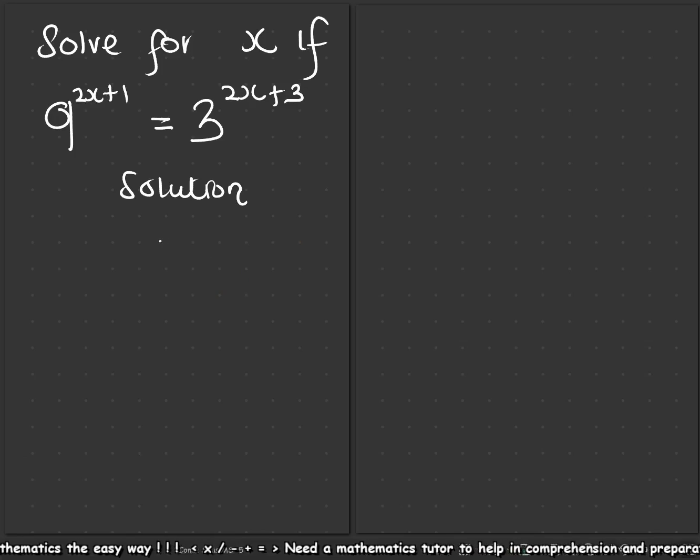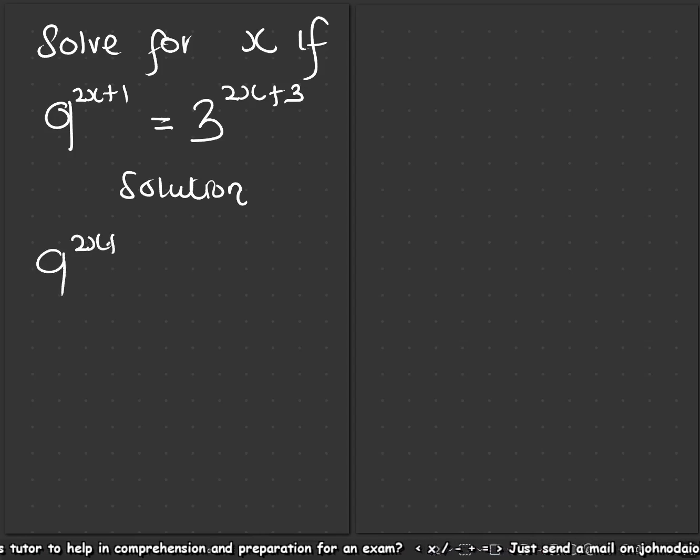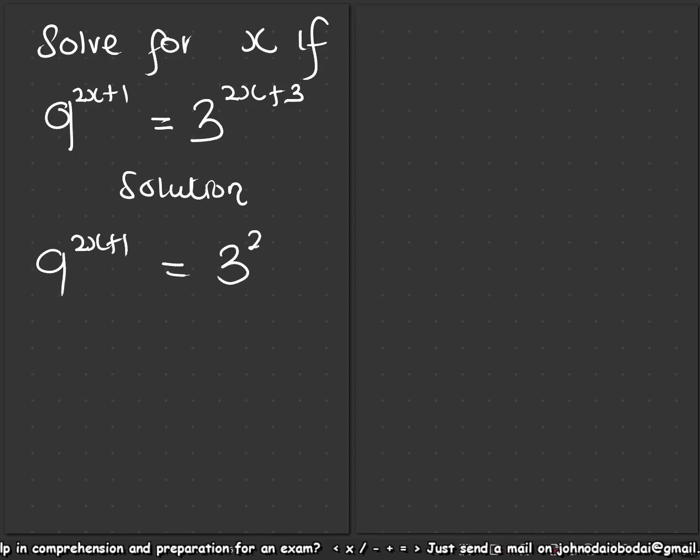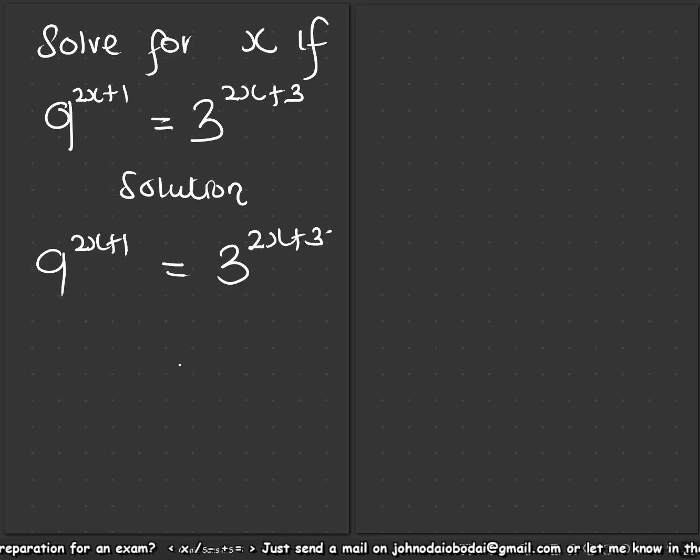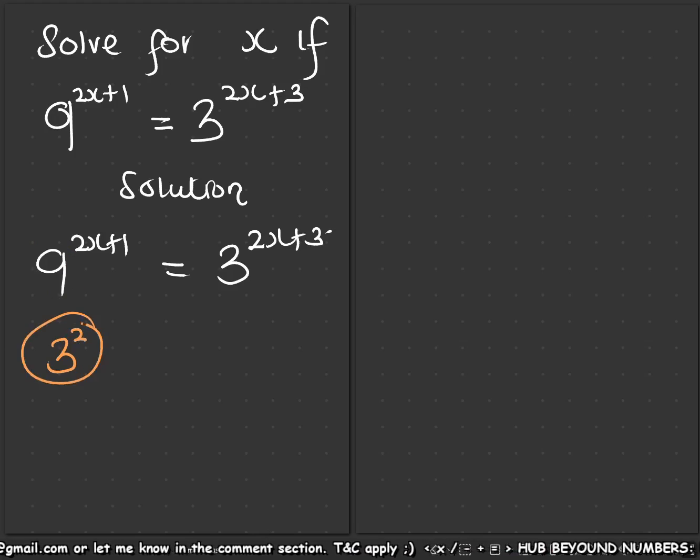So for this last question here, we have 9 to the power 2x plus 1 is equal to 3 to the power 2x plus 3. Now what do we do? We have 9 on the left and 3 on our right hand side. So the bases are not the same. We make sure they are the same, and we can write them both as base 3. We know 3 squared gives us 9. So instead of this 9, we are going to rewrite it as 3 squared.